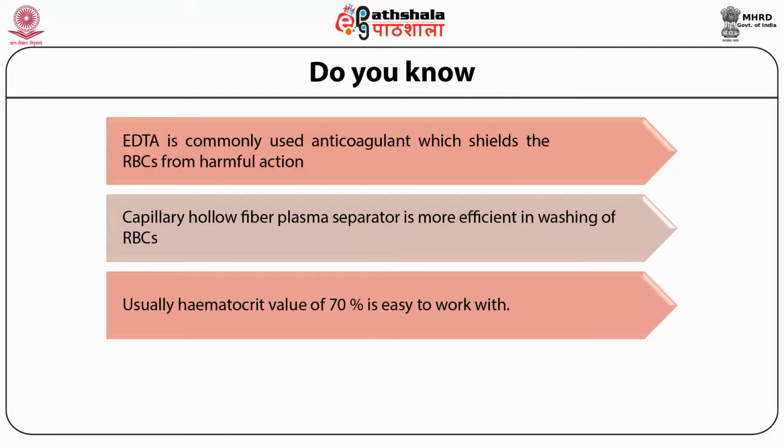Usually the hematocrit value of 70% is easy to work with. Normally we take the hematocrit value of 5% to 95% in case of RBCs. Any percentage based on the requirement can be used for the treatment or for the nanoerythrosome preparation.